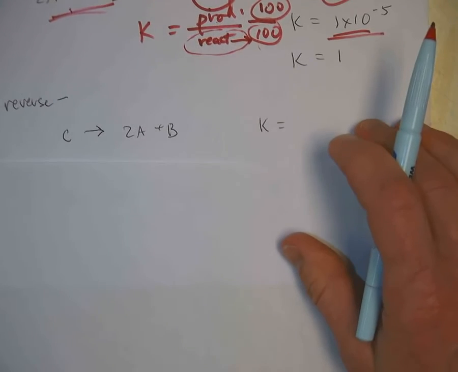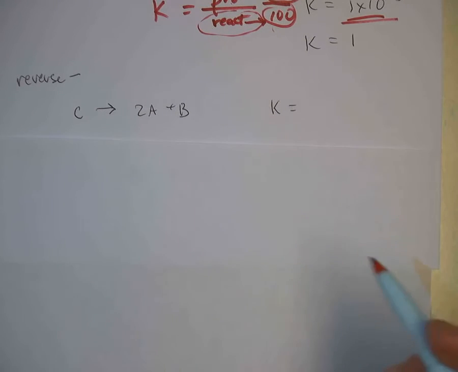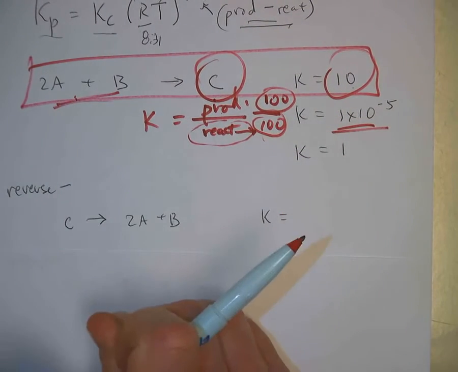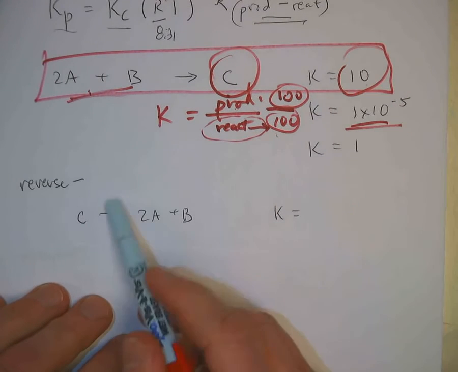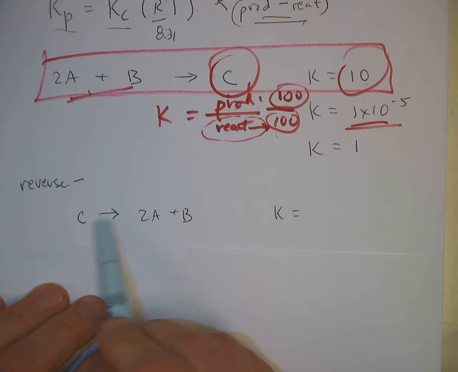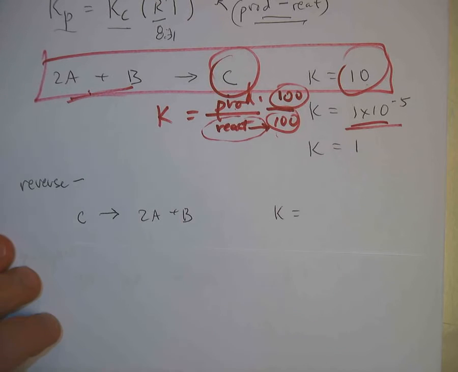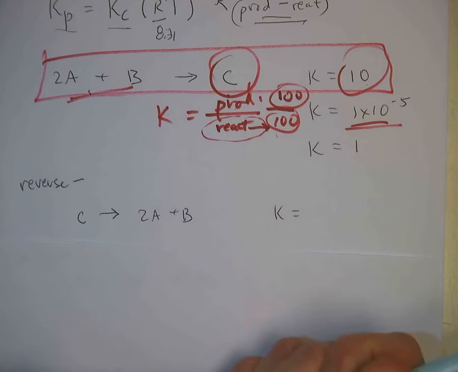So what happens if we have a reaction like this, where C goes to 2A plus B? And we know that the reaction up above, I'm just going to pick the first one here, is 2A plus B goes to C, and the equilibrium constant is 10. What happens if we have this reaction now? C goes to 2A plus B. See how these two are related to each other? Well, they're the backwards of each other, right? When you reverse the reaction, do you simply reverse the sign of K?